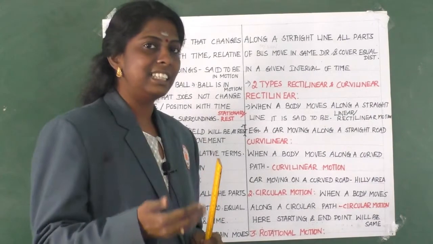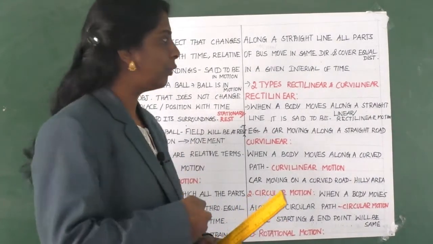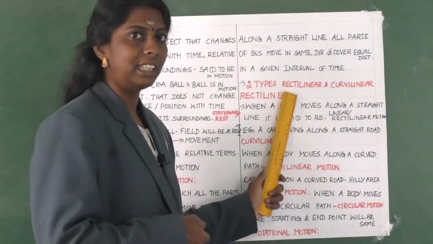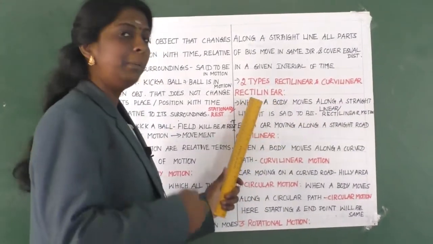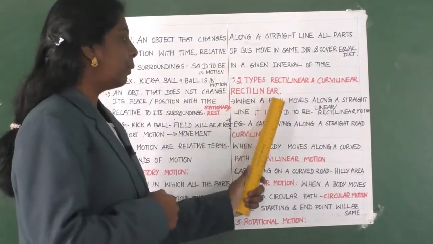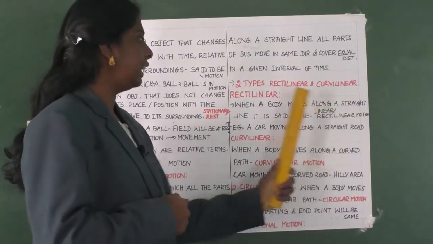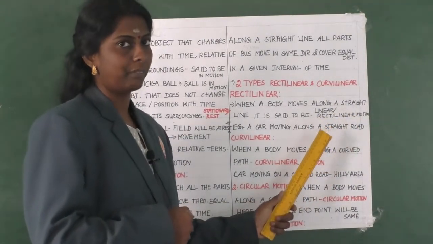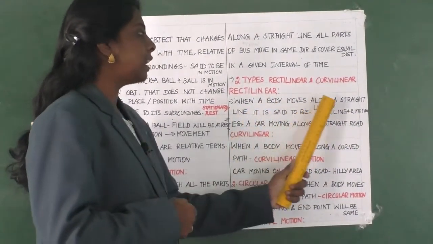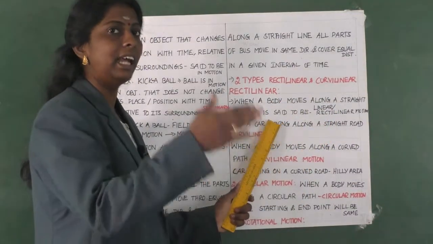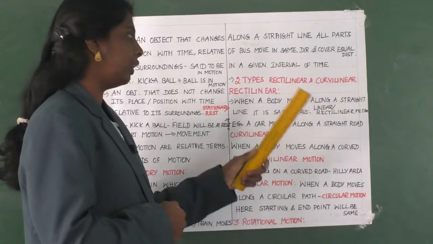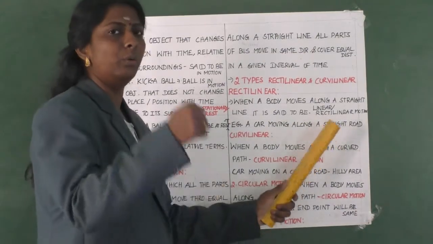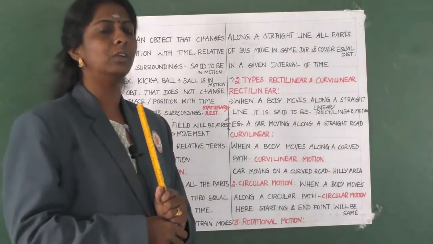Now further, this translatory motion is divided into two types. What are those two types? Rectilinear and curvilinear. So what do you mean by rectilinear? When a body moves along a straight line, it is said to be linear or rectilinear motion. I repeat, when a body moves along a straight line, it is said to be linear or rectilinear. For example, a car moving along a straight road is one example of rectilinear motion.